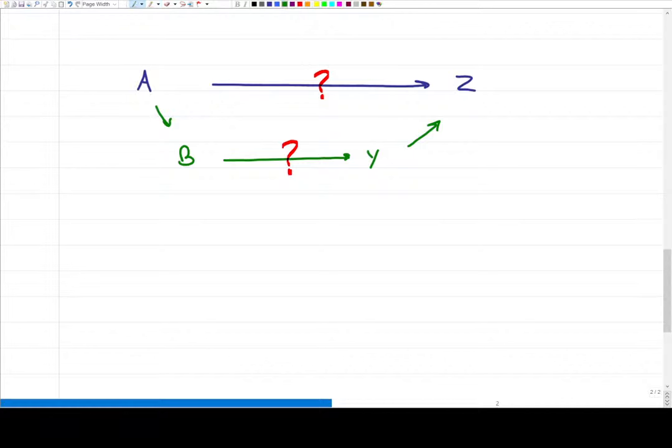But we can do the same thing again. I don't know how to go from B to Y, but I do know that X is going to give me Y. And I can get the general direction from B to C. And look at that. It becomes a much smaller problem. This is what we want to focus on.